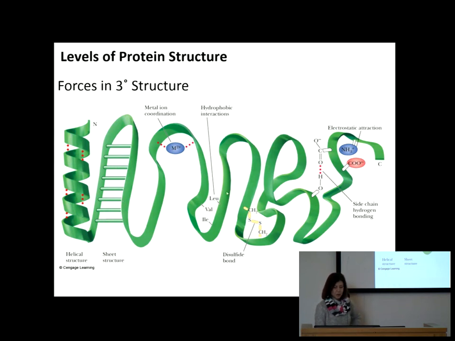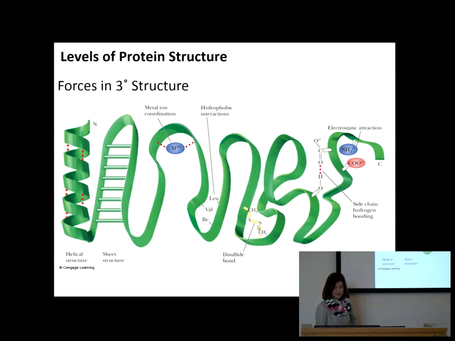Here, we're showing that hydrophobic interaction, where our nonpolar side chains are going to go into a little pocket. Here's some hydrogen bonding between a hydroxy group and maybe an acidic group. Doesn't really matter. Anything that can do hydrogen bonding. Here's a salt bridge between a positively charged basic side chain and a negatively charged acidic side chain.